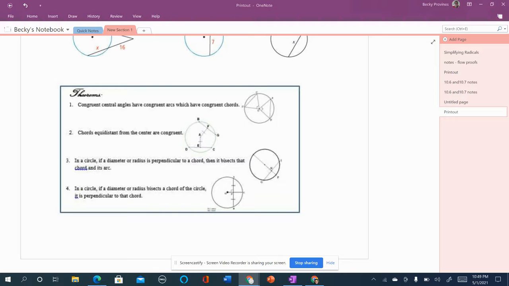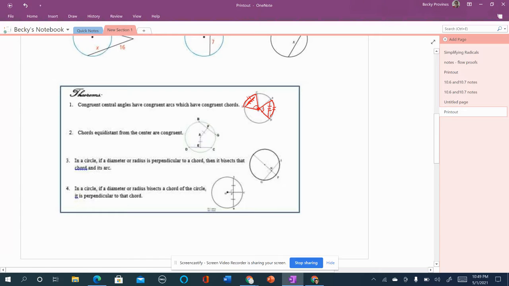Hi, we're going to finish up with 4 theorems. The first one says congruent central angles have congruent arcs, which have congruent chords. So we know central angles have the vertex at the center. So whenever you have these angles, which are congruent, we know the chords are going to be congruent and the arcs are going to be congruent. And we'll practice that here in a little bit.